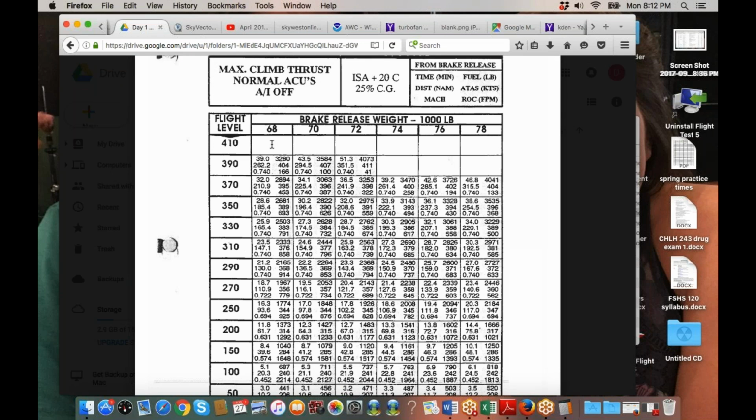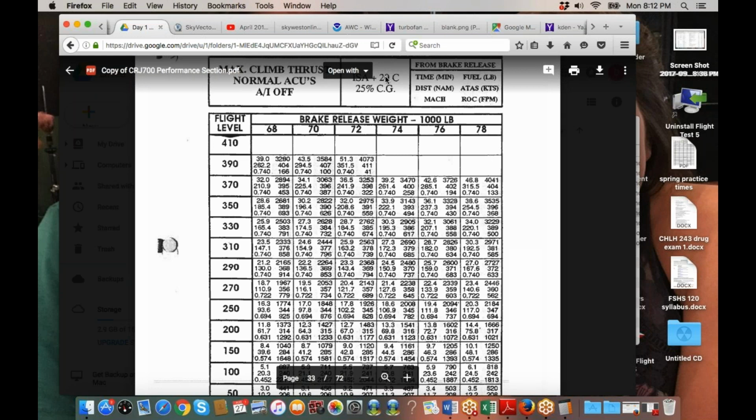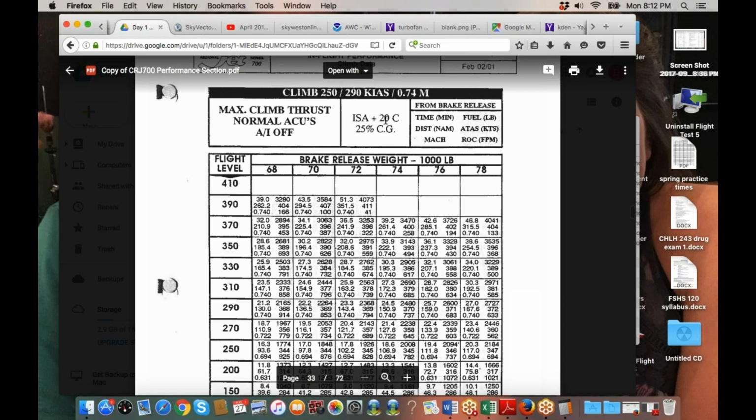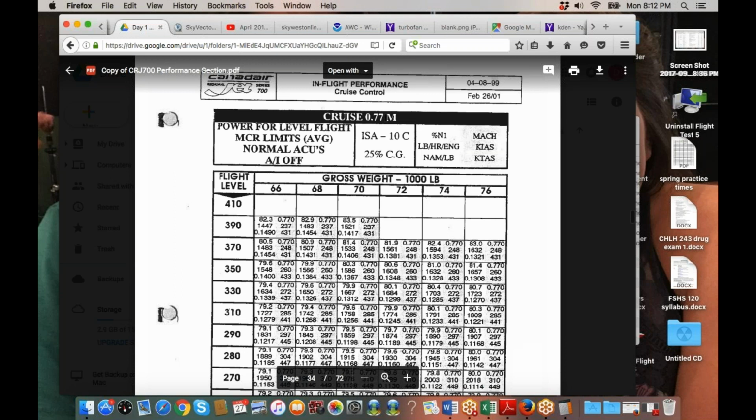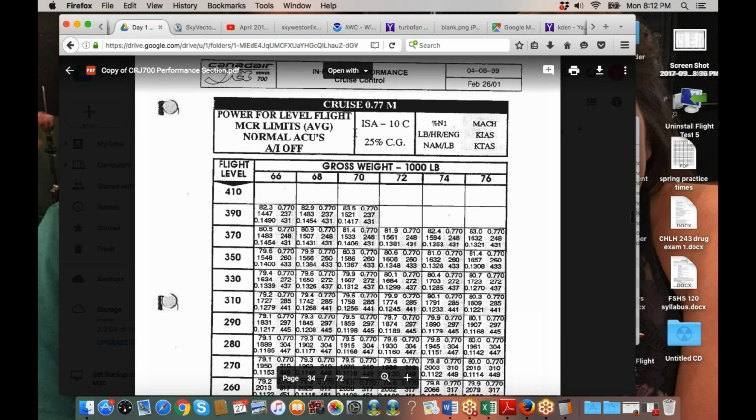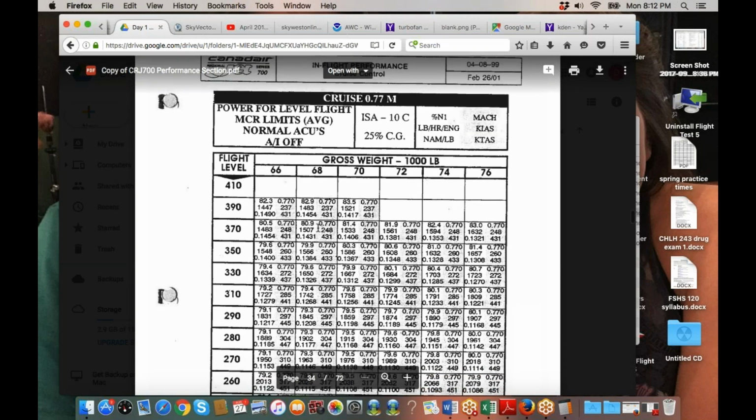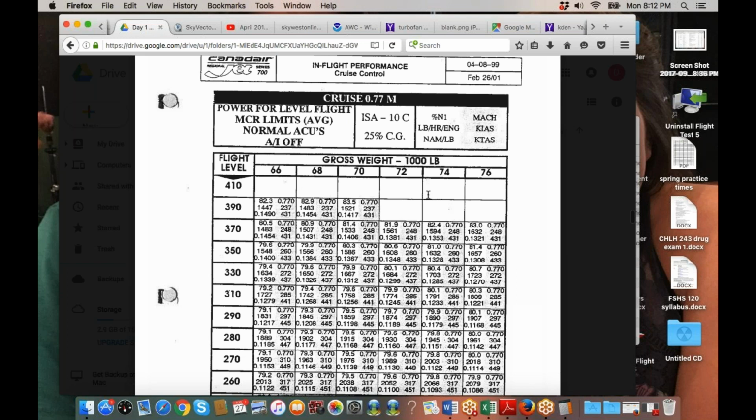And then, as you can see, if we're super heavy, we're not making it up there to certain flight levels. These also have our ISA deviation on them up here. So this is going to be ISA plus 20. This is going to be hot. Let's go see our ISA minus 10. We're actually getting a lot better performance here, but it's still not going to let us get up too high.